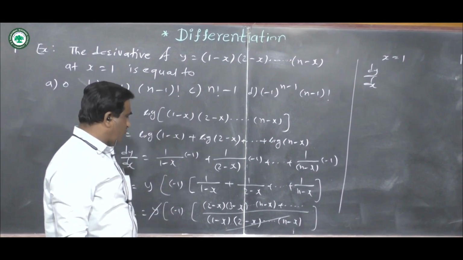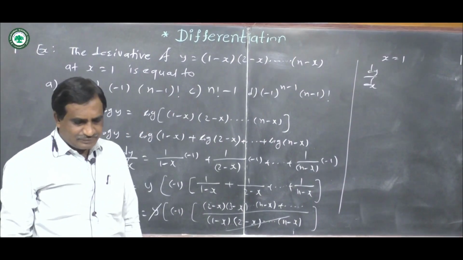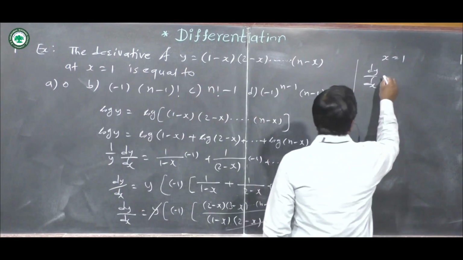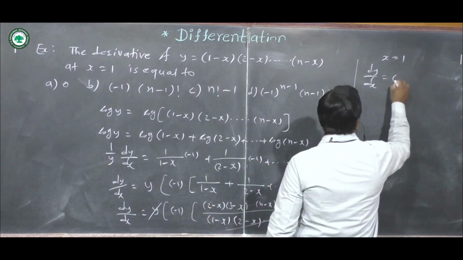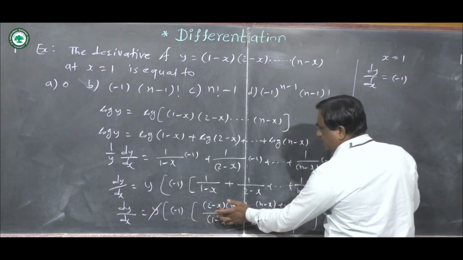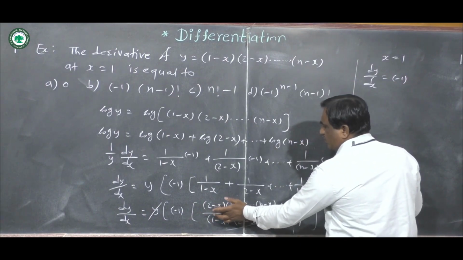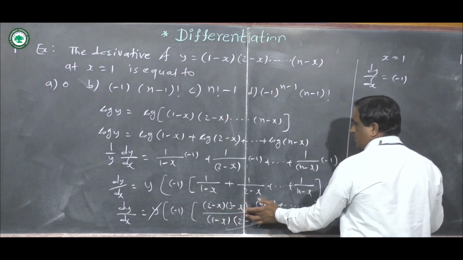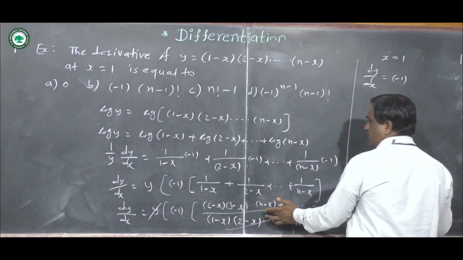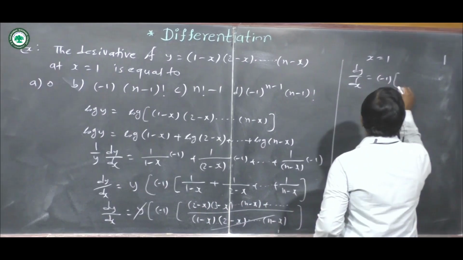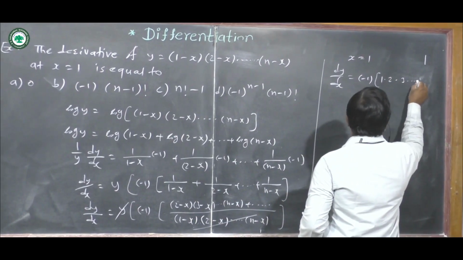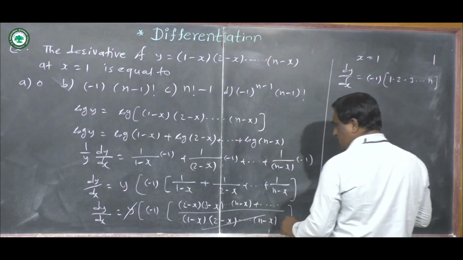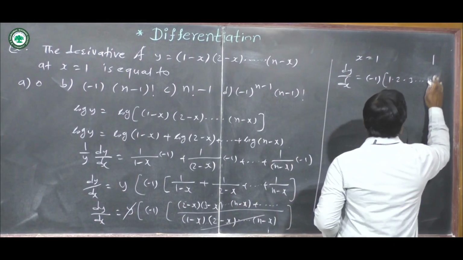here minus 1 into 2 minus x, minus 1 into here 2 minus x, with x equal to 1: 2 minus 1 is 1, 3 minus 1 is 2, 4 minus 1 is 3. Like this we can write here 1 into 2 into 3 into so on up to n. The last term is n minus 1.